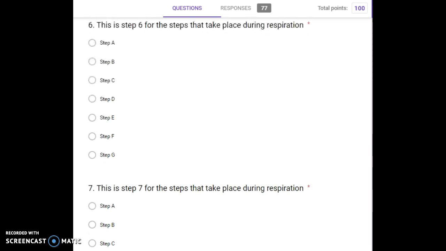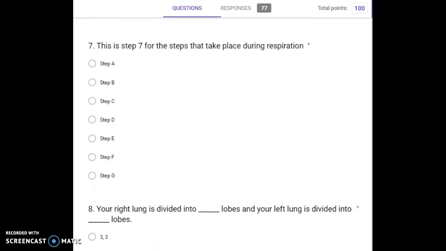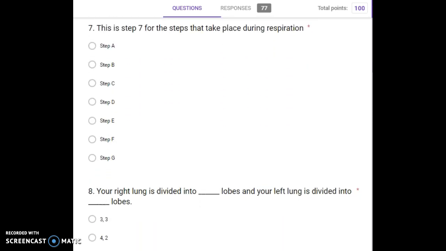Number 6. This is step 6 for the steps that take place during respiration. Number 7. This is step 7 for the steps that take place during respiration.